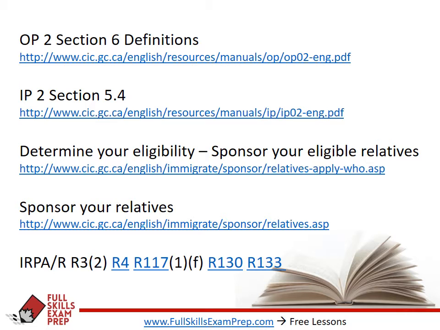Now, your IRPA and regulations have quite a lot of articles and regulations on this specific topic. The way that those articles are worded can be a little bit confusing, so again we'll just break this down and make it straightforward, just to give ourselves a bit of a refresher in terms of preparing for the ICCRC Full Skills Exam.